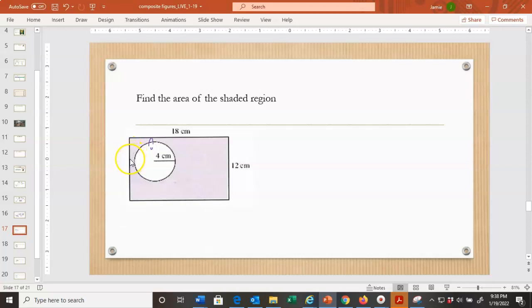The other thing I want to just point out to you guys are the units. Make sure you're confirming that in the image, all the units are the same. If they're not, we just need to convert them so they are.